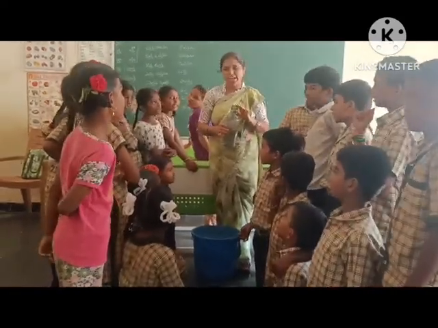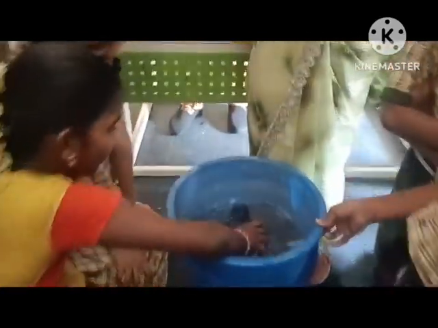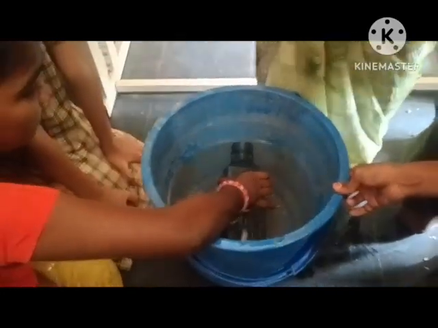Now students, try this experiment yourself. What did you observe? Yes, ma'am. We also observed air bubbles come from this water bottle. So we find that air occupies space.